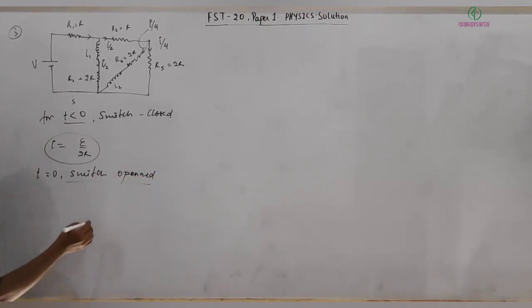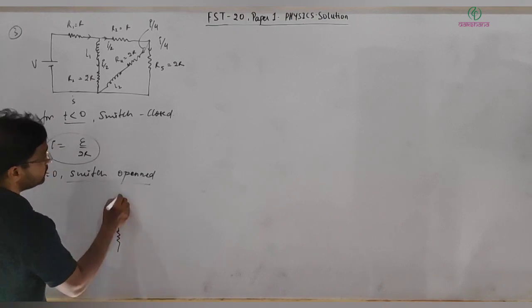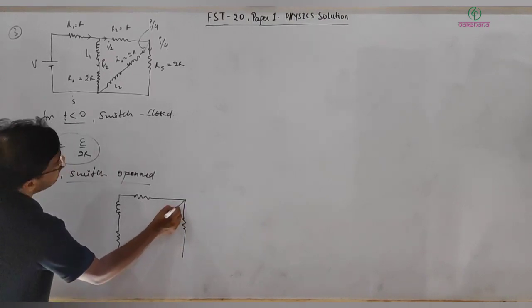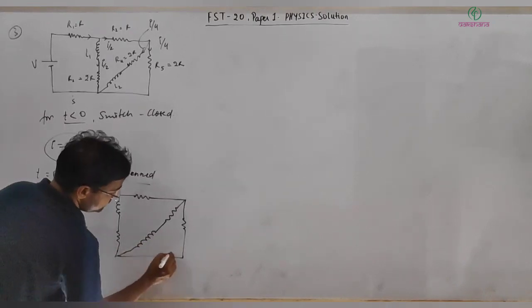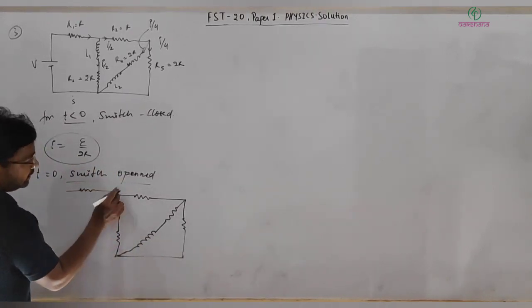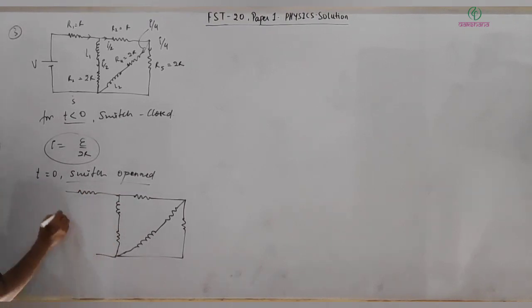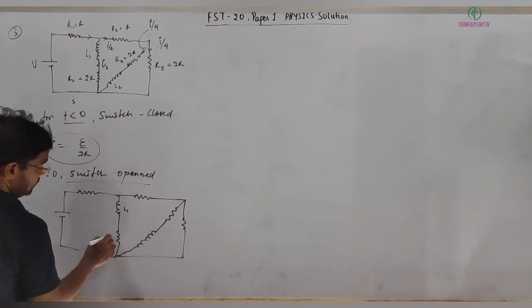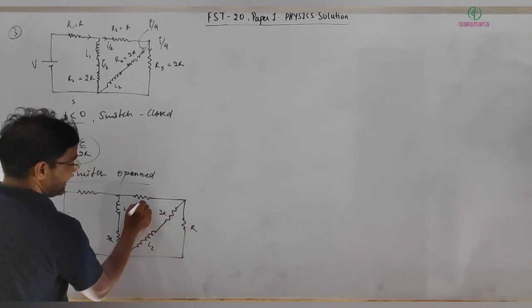What does that mean? So in that time your circuit will be equal to this: inductor, resistor, resistor, and resistor, here resistor, inductor. This will be the circuit because now it is opened. So this battery is not at all connected to the circuit anymore. This is the condition, and basically your L1, this is 2R, this is L2, 2R, R, and R.